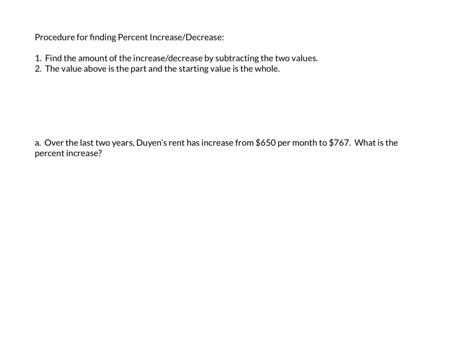Example A, we have over the last 2 years, Dwayne's rent has increased from $650 per month to $767 per month. We want to know what is the percent increase. So the first thing that we're going to find is the amount of the increase. If we subtract the two values, we get 767 minus 650 is equal to 117.